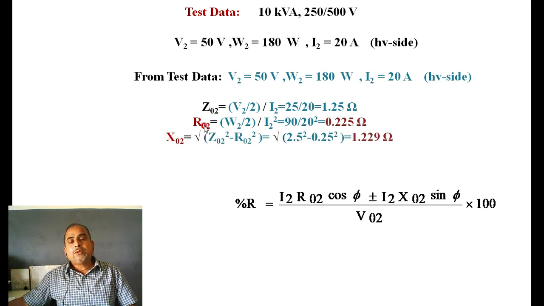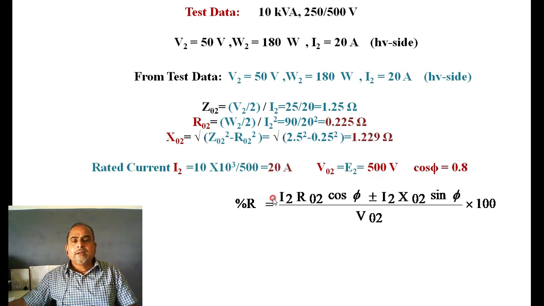Once we know ZO2 and RO2, we can find out XO2. XO2 is equal to the square root of ZO2 squared minus RO2 squared. Substituting the values, I get 1.229 ohm as the reactance of the transformer referred to the secondary side. We know all the data. Also we know the rated current I2, which we find from the rating of the transformer: 10 into 10 raised to 3 divided by 500, that is 20 amperes.